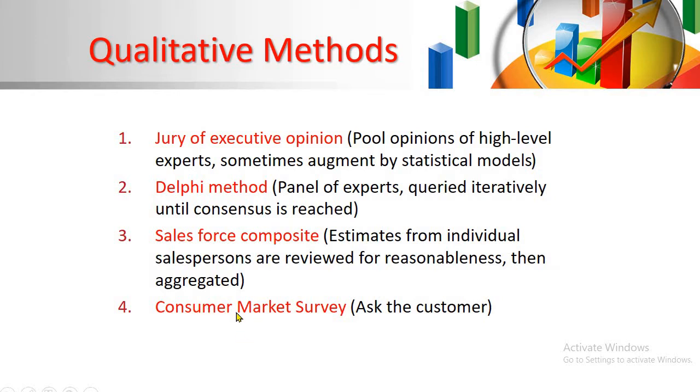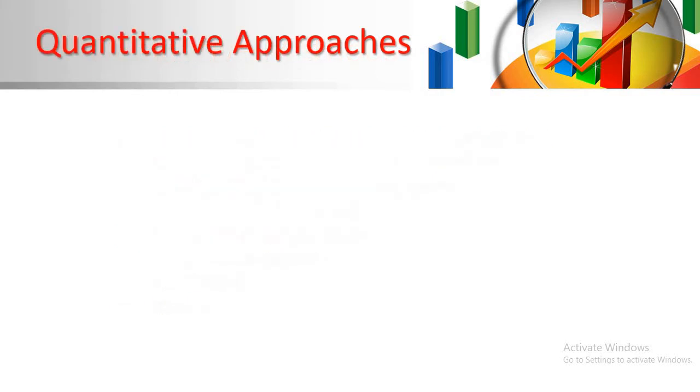And the fourth one is directly getting to the consumer itself. Most of the products that come under FMCG or C2C businesses go with customer market survey, because you need to understand the mindset of the customer before getting into it. So these are the types of qualitative methods.